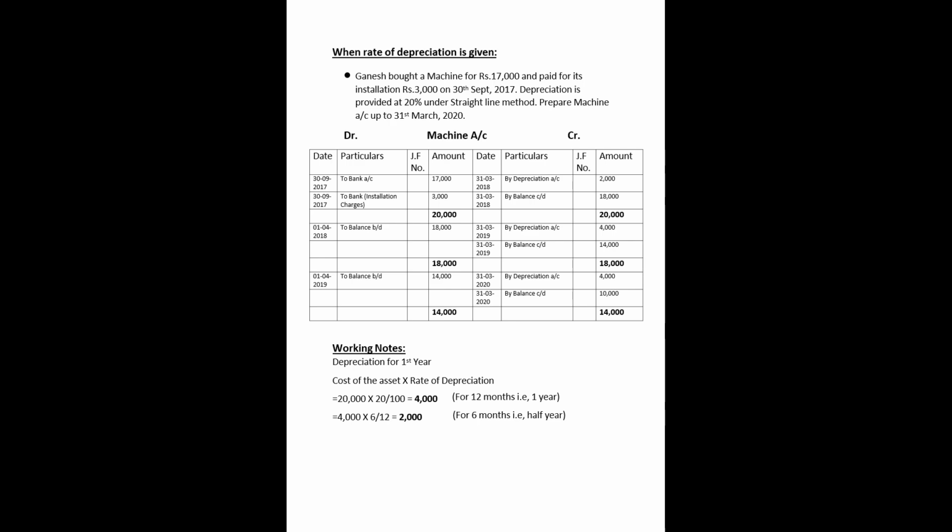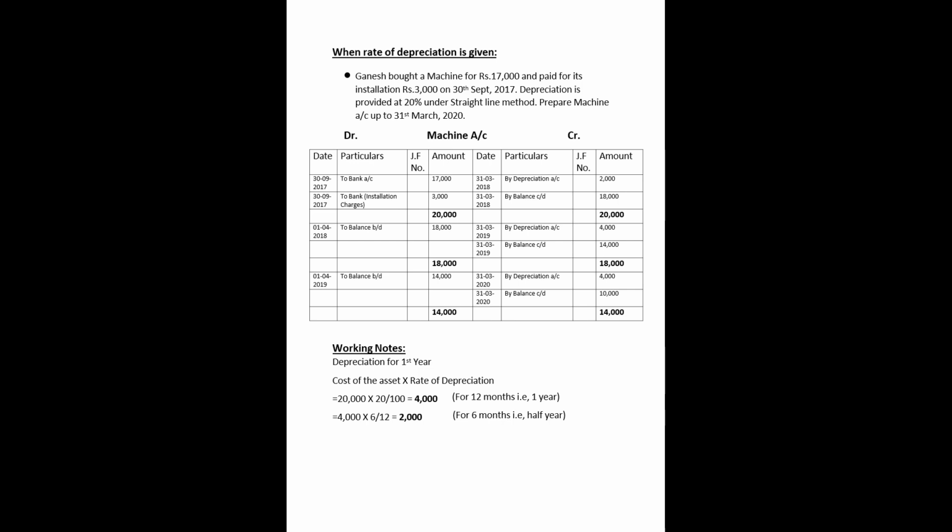Now Ganesh has purchased a machine that is 17,000. He has also paid installation charges. So here cost of the asset will be 17,000 plus 3,000. Whenever we purchase a machine, if any installation charges or carriage, erection charges are there, those will be added to the cost of the asset.